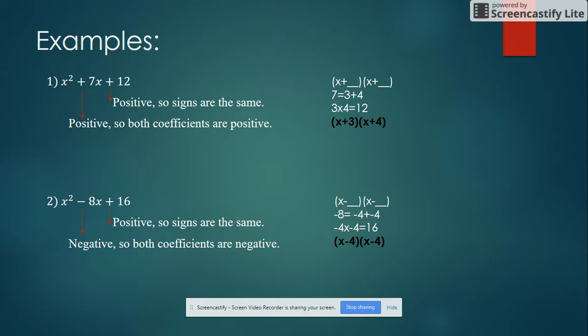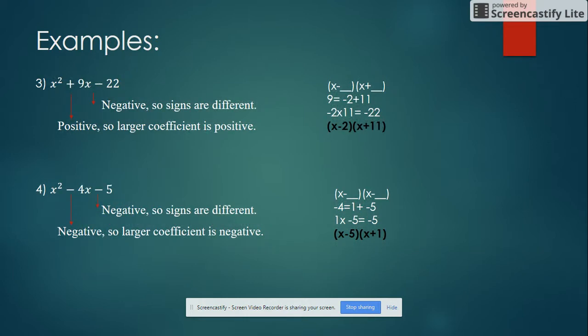Example 2. x squared minus 8x plus 16. Our second sign is positive, so the signs are the same. Our first sign is negative, so both of our coefficients are going to be negative. When looking at negative 8, we know we can make that into negative 4 plus negative 4, and negative 4 times negative 4 equals 16. So negative 4 is both of our coefficients in our binomials. So our answer is x minus 4 times x minus 4.